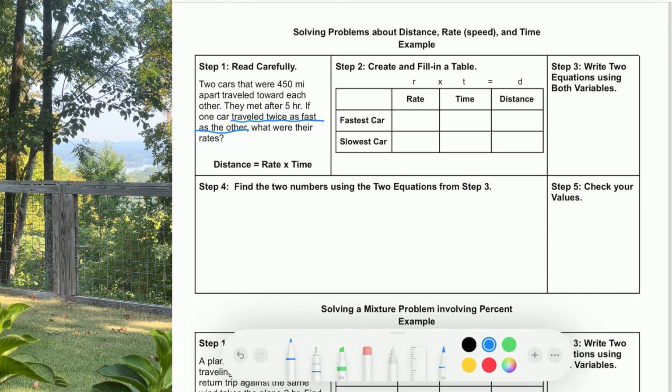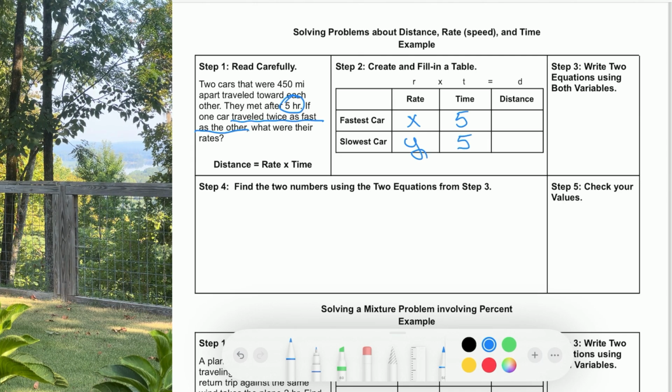All right, so first thing I need to do is designate a variable for fastest car and slowest car, okay? Because one was faster than the other, and that's how we're gonna differentiate between the two. So I'm gonna label the fastest car X and the slowest car Y. Now we need to fill in time. Well, it told us that they met after 5 hours. So they both were driving 5 hours. So I'm gonna put 5 in here.